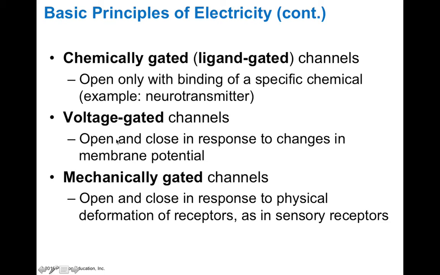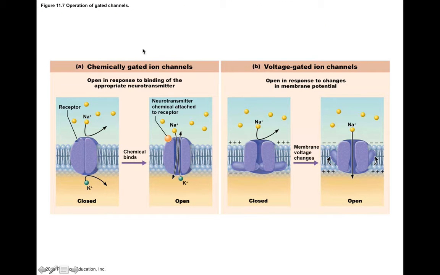Voltage gated channels open and close in response to changes in voltage or membrane potential. And mechanically gated channels open and close in response to physical deformation. You find a lot of sensory receptors are actually mechanically gated. So things like pressure and vibration are mechanically gated channels. So chemically gated channels only open in response to a chemical.